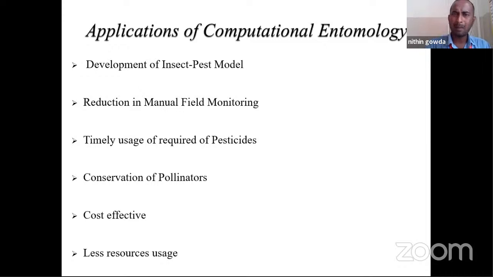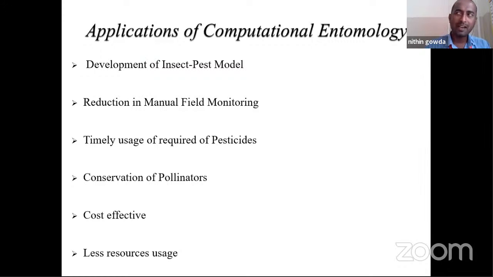So what are the applications of this computational entomology? Why do we need to apply machine learning or deep learning, and why do we need to spend time? First one, development of insect pest model. What is that development of insect pest model? It's a simple thing.